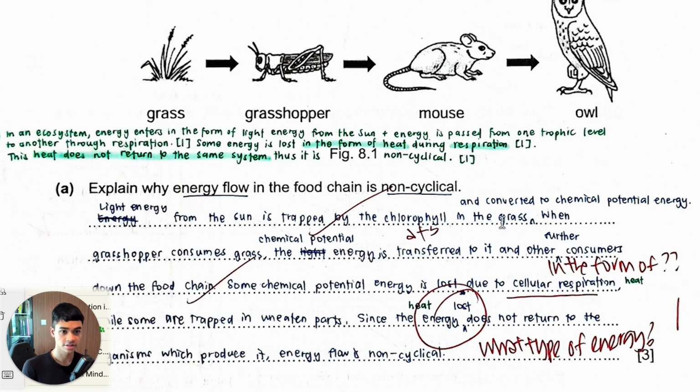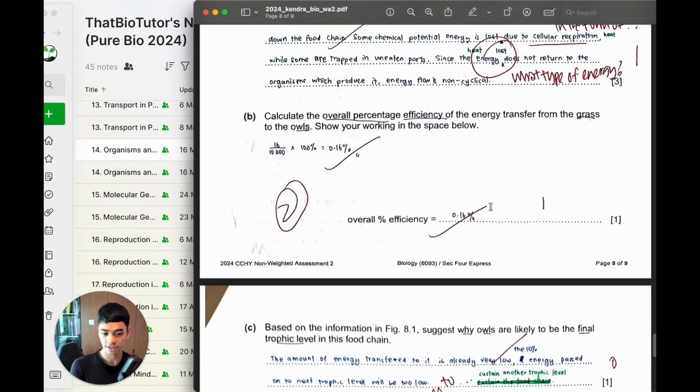Yeah, that's a good phrasing. Okay, and so therefore it's linear and non-cyclical. Yeah, that would be nice. Or a better way of phrasing things.